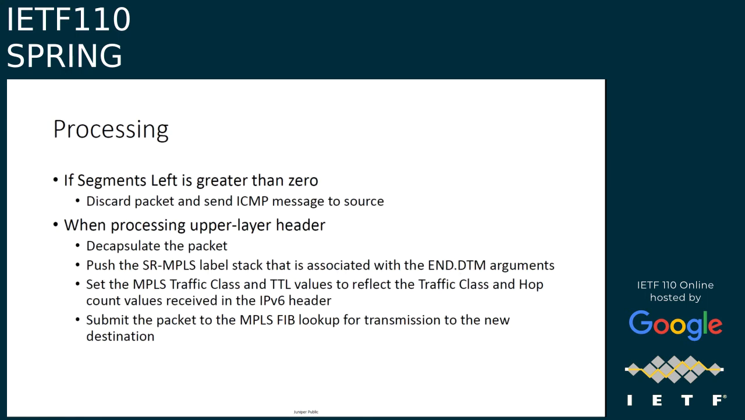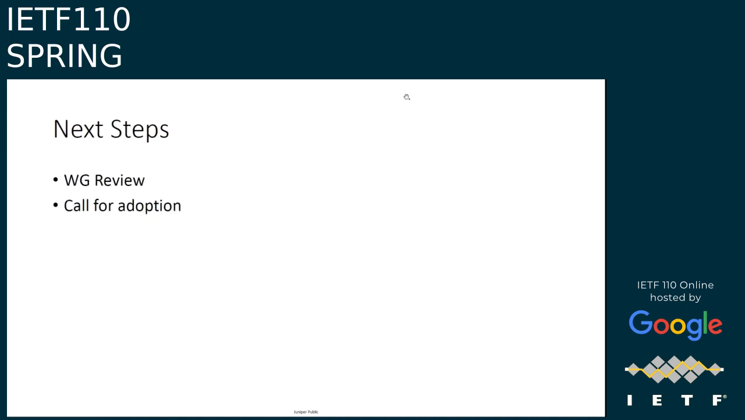So there are two big differences between this EndDTM and the one you just saw. One is that we allow any payload, not just MPLS, and the other is that we make a point of setting the MPLS traffic class and TTL values appropriately. Next slide. The next steps, we're asking for working group review and a call for adoption. We've heard a request from Dan to talk about merging solutions, so that probably has to happen too. And that's it.